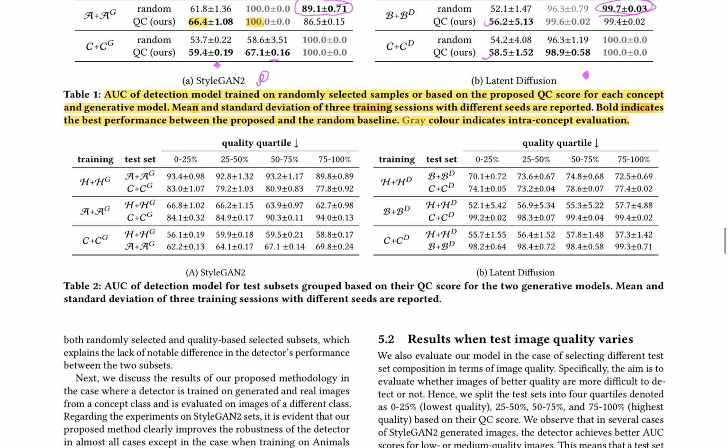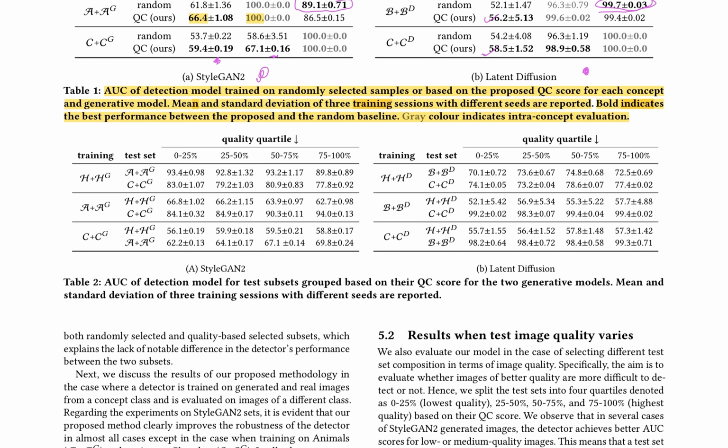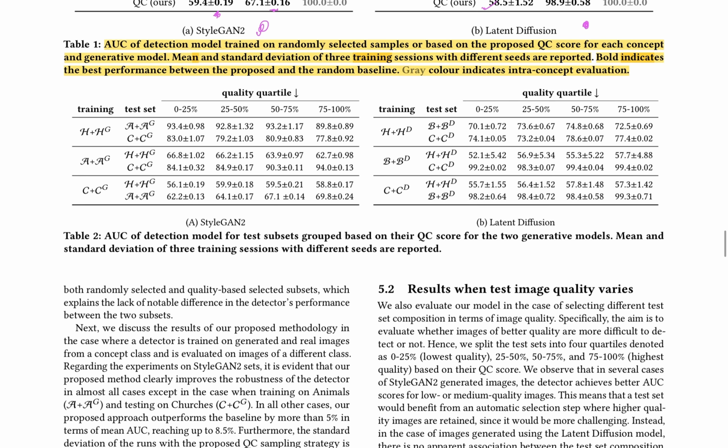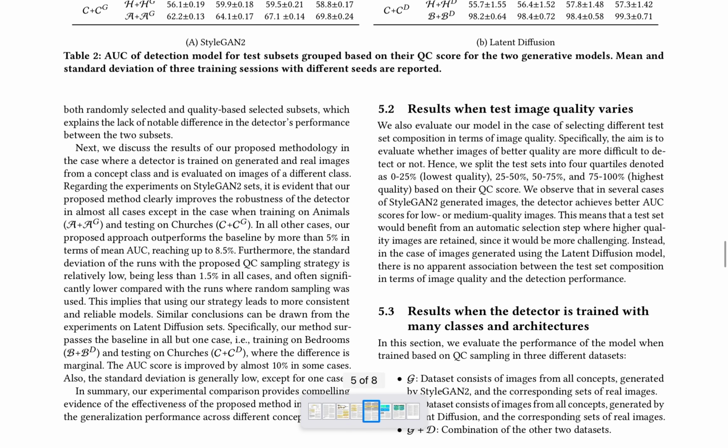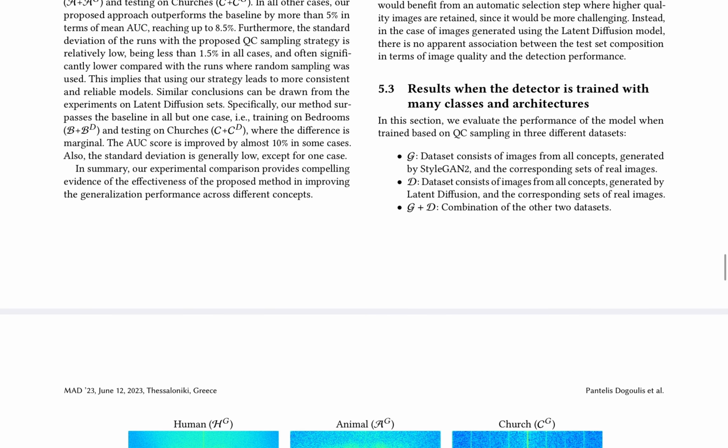And quality quartiles. AUC of the detection model for the test subsets grouped based on their QC score for the 2 generative models. Mean and the standard deviation of the 3 training sessions with different seeds are reported. Very, very interesting. It's doing in fact quite better with the models if you go with the QC scores as they suggested.